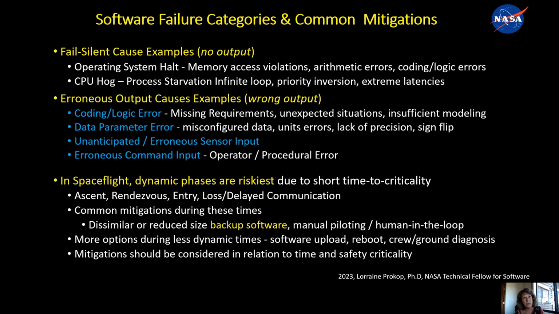Just to have some context, in space flight, the dynamic times of the flight are the riskiest times for something to go wrong in the software. This is during ascent, rendezvous, entry, re-entry, or even in the presence of delayed or lost communication when the software is controlling things autonomously. So common mitigations during these times are to use backup software to maybe provide human in the loop control as well. But there are more options during the less dynamic times.